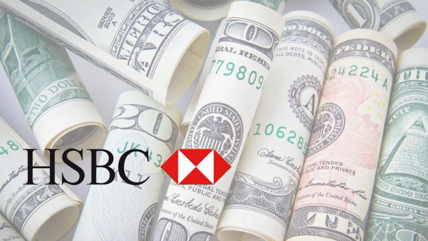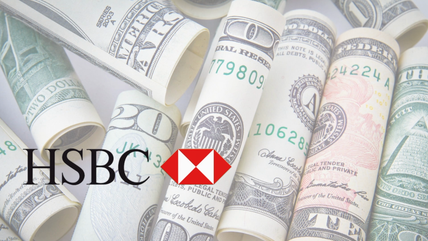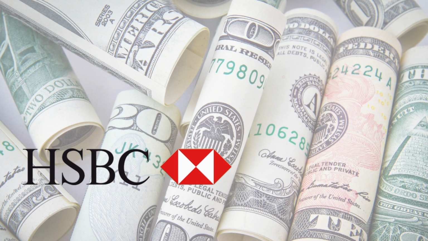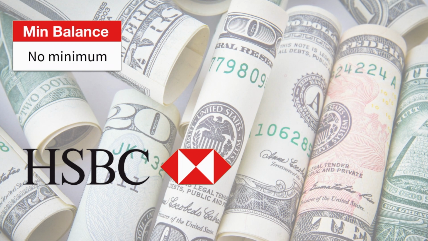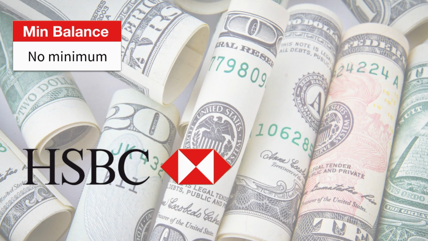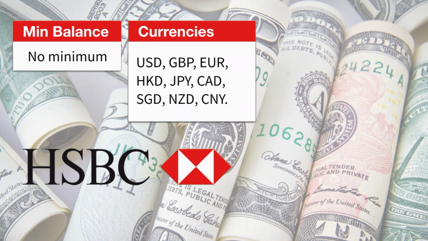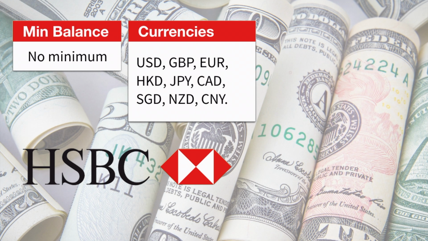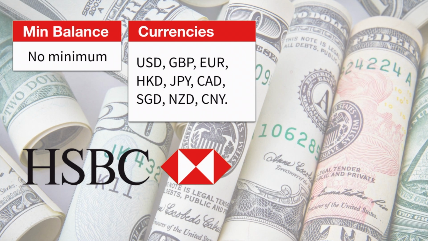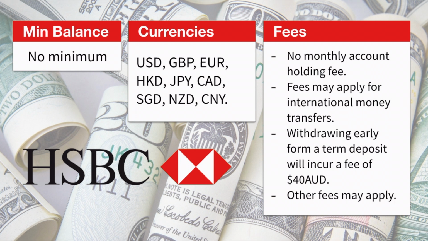HSBC actually offer multiple foreign currency account types. They have a multi-currency account that allows you to hold more than one currency, and they have a foreign currency savings account. Neither of these have a minimum balance. They also offer a term deposit. You can see the currencies available with HSBC on the screen now. While there isn't any account keeping fee, fees do apply when making international transfers or if you withdraw money from the term deposit early.